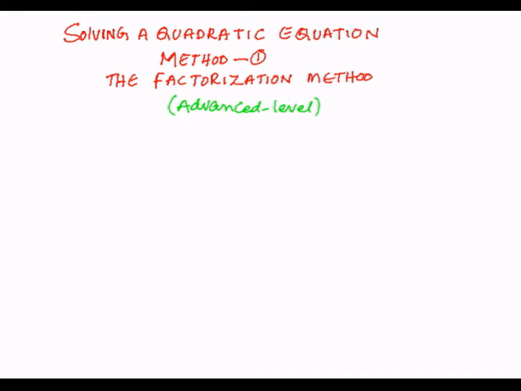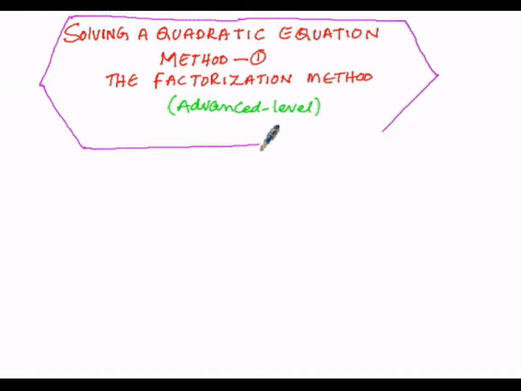So here there are two methods of solving a quadratic equation, which is in the general form ax square plus bx plus c equals to 0. There are two methods: the first one is the factorization method, the second is solving a quadratic equation by using the formula. Now we are performing the method number 1 of solving a quadratic equation.